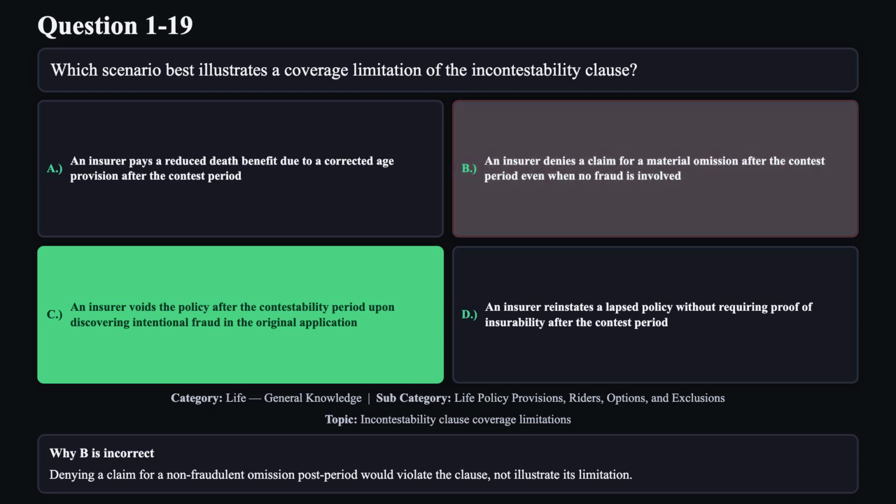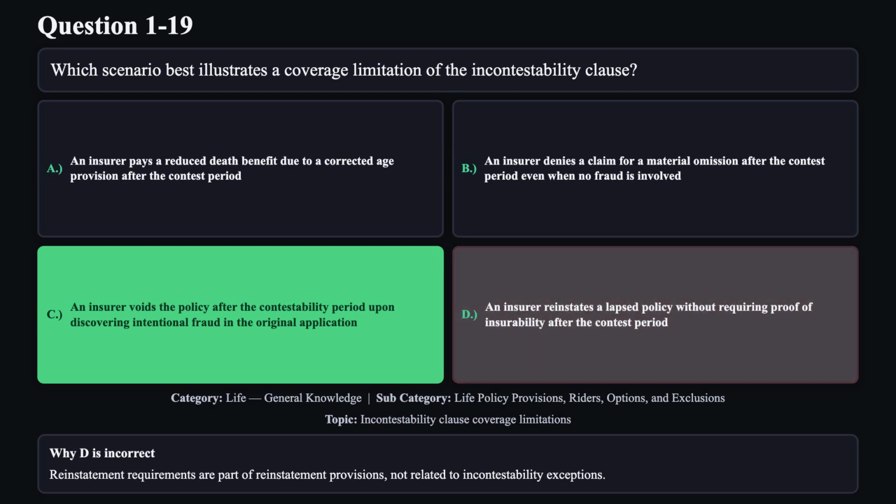Reason B is not correct. Denying a claim for a non-fraudulent omission post-period would violate the clause, not illustrate its limitation. Reason D is not correct. Reinstatement requirements are part of reinstatement provisions, not related to incontestability exceptions.